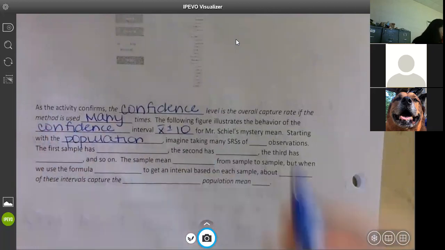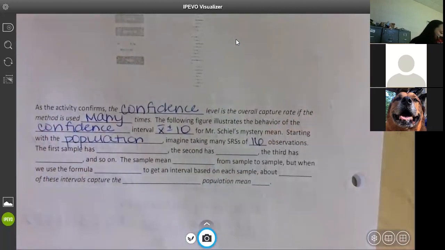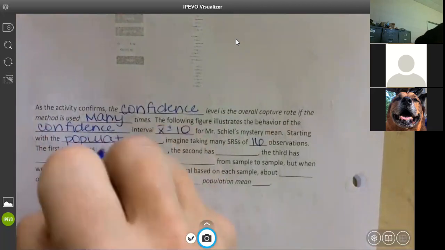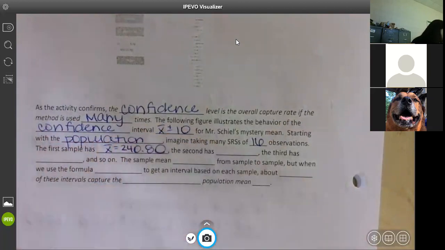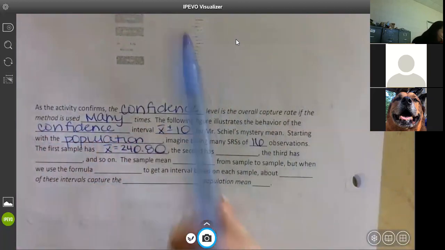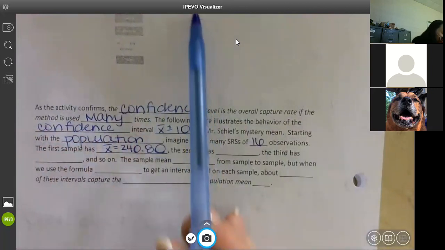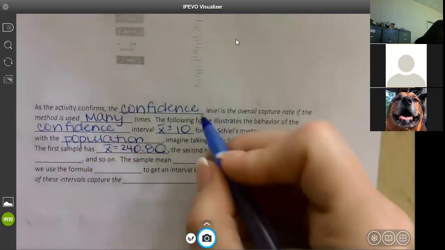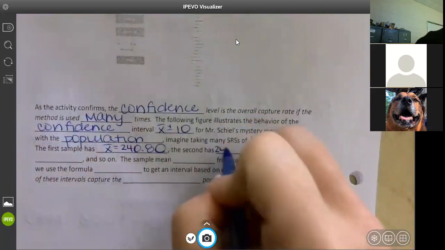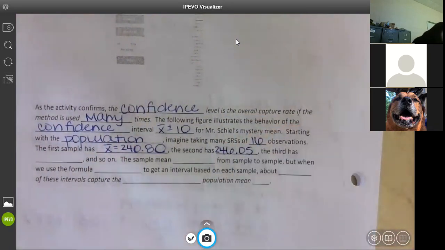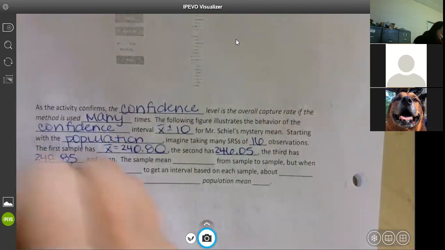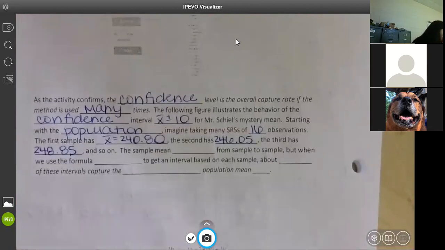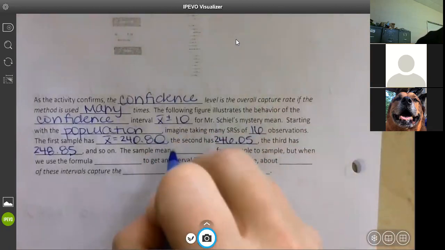Imagine taking many SRSs of size 16. The first sample has X bar equal to 240.80. So that's what you can't see. Each one is right there. Each one is a different one. The second has 246.05. And the third has 248.85 and so on. The sample mean varies from sample to sample.